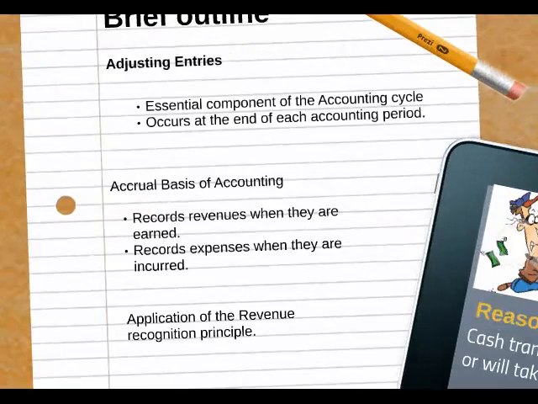Adjusting entries are an essential component of the accounting cycle. They occur at the end of each accounting period. Adjusting entries are required because of the accrual basis of accounting. This records revenues when they are earned and records expenses when they are incurred.